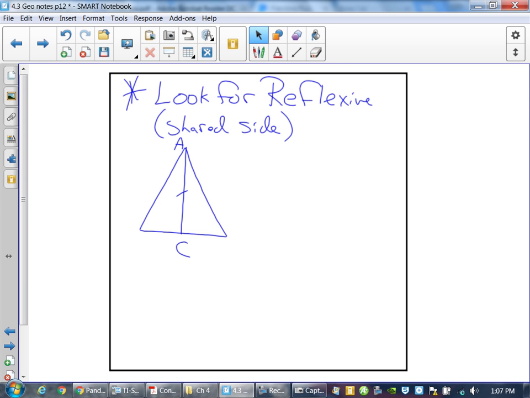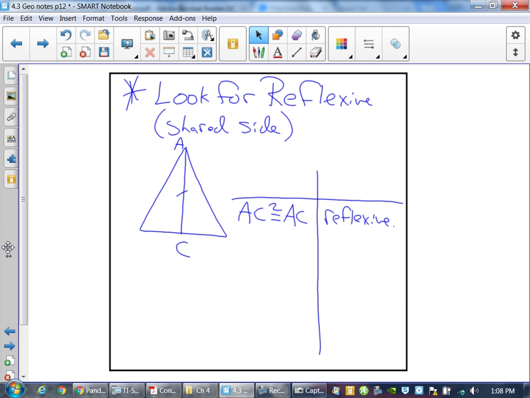Now, here's how you would utilize that within a proof. This is what you would write down. If this was a given, or if this, remember, reflexive stuff would not be given to you. It's just like a vertical angle. It's something that you can interpret from a diagram. It's one of those allowable things. If you wanted to say that AC is reflexive, all you have to do is the following step. AC congruent AC, and the reason? Reflexive. And that's it. That's how you say that it's there.